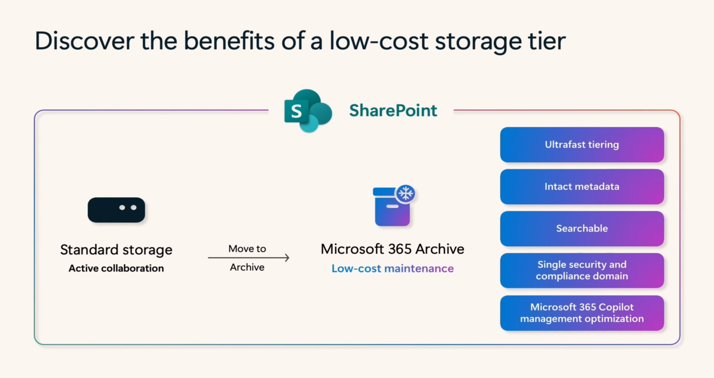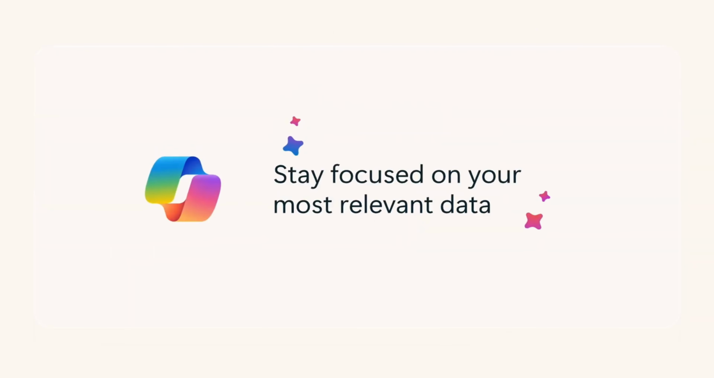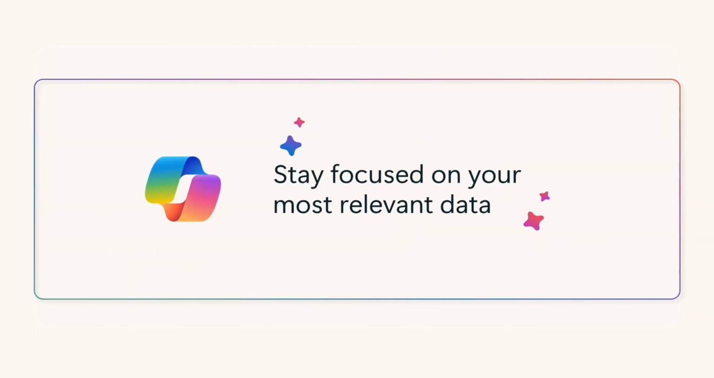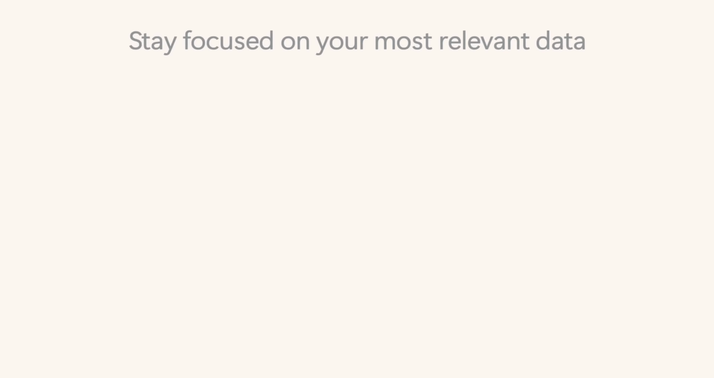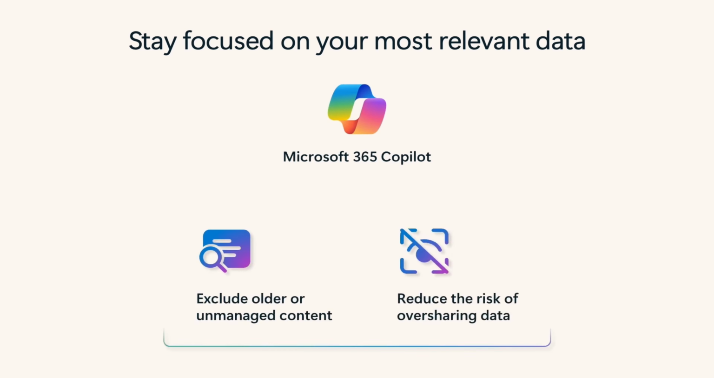Whether active or archived, your data stays within Microsoft 365's trust boundary. Avoiding the need for multiple storage systems, Archive also removes inactive data from Copilot's index. This prevents oversharing and helps Copilot reference only your most recent and relevant information.